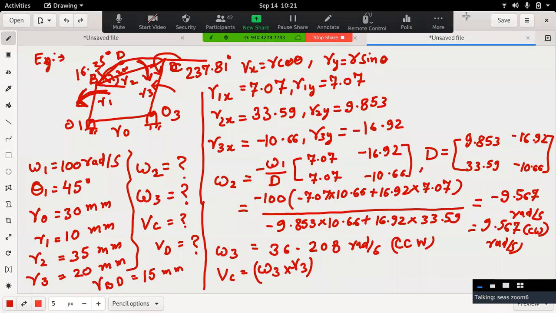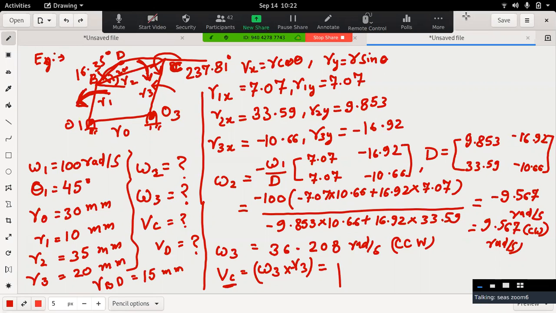Remember, when we write VC, it actually means the velocity of point C with respect to a fixed point. It means that it is absolute velocity. So velocity of point C with respect to O3 or O1 will remain the same because both are fixed points. So with respect to O3 we can determine omega 3 cross R3, and then we can do vector multiplication in order to determine it.